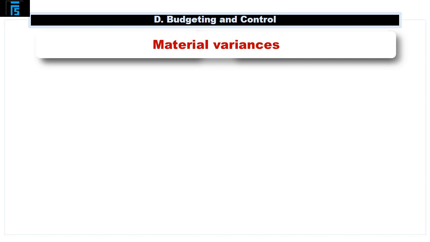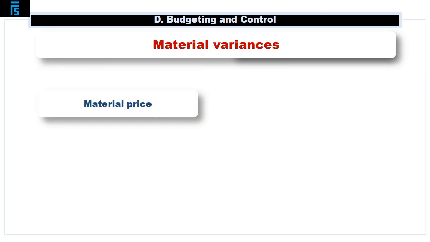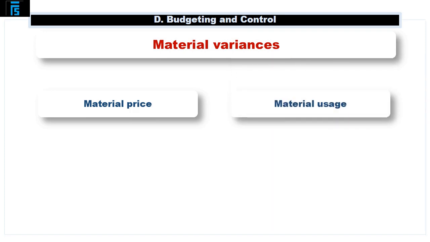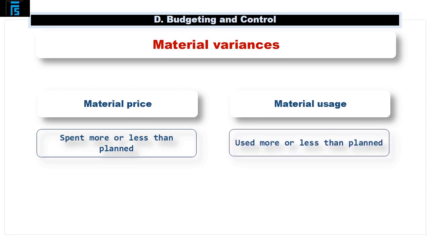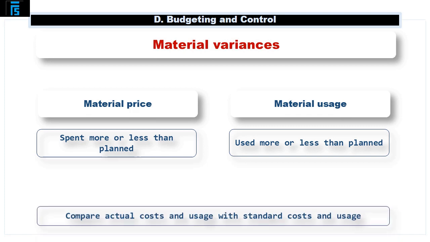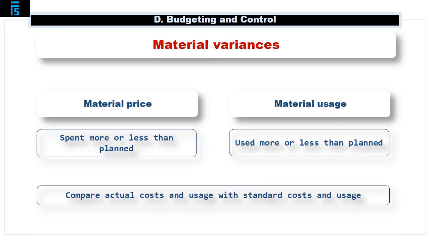Before we start looking at these new variances, let's briefly remind ourselves of the different material variances that can be calculated. The main variances that we would ordinarily see are the material price and material usage variances. The price variance, as the name suggests, tells us whether we have spent more or less than planned on the material we have bought and used within the production process, whilst the usage variance tells us whether we have used more or less than planned. We always compare actual costs and usage with the standard costs and usage to calculate these figures.